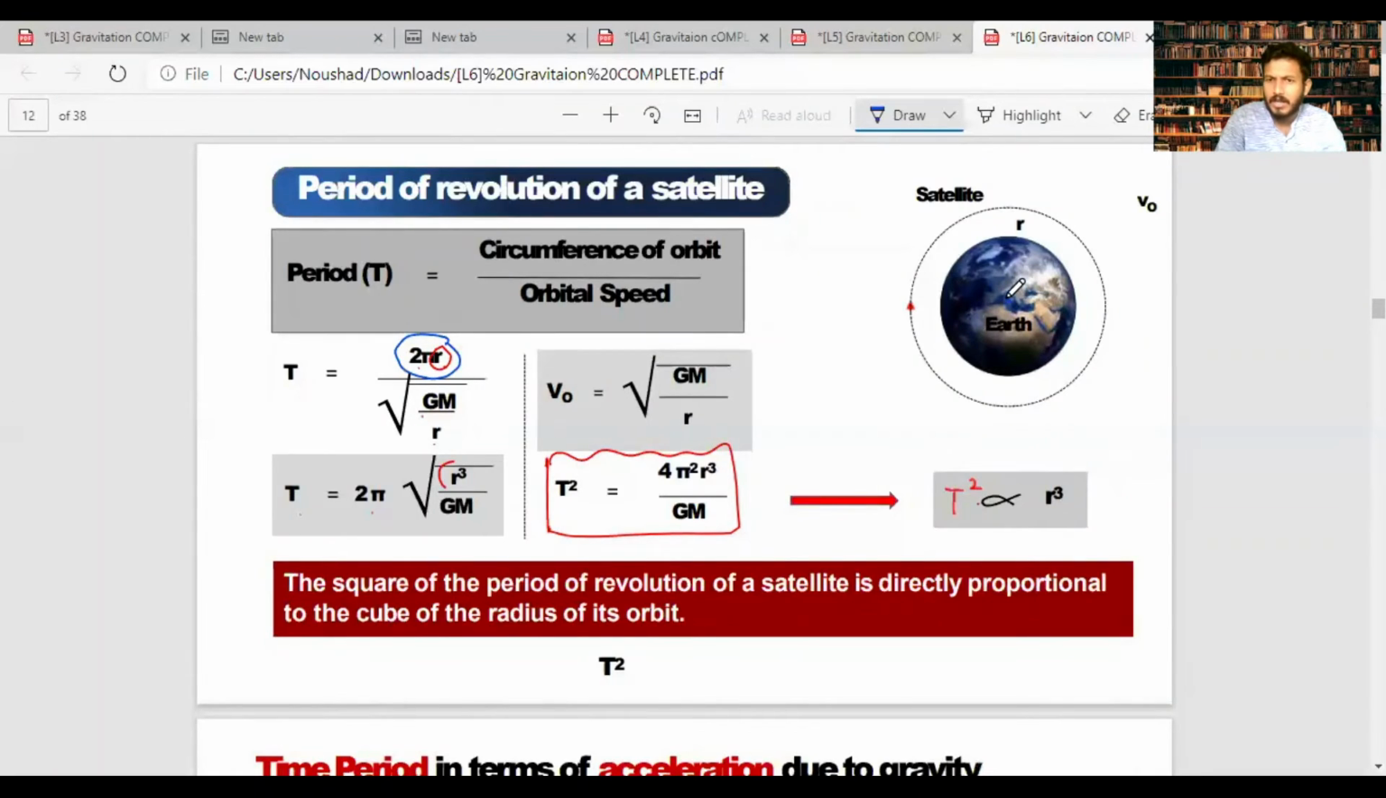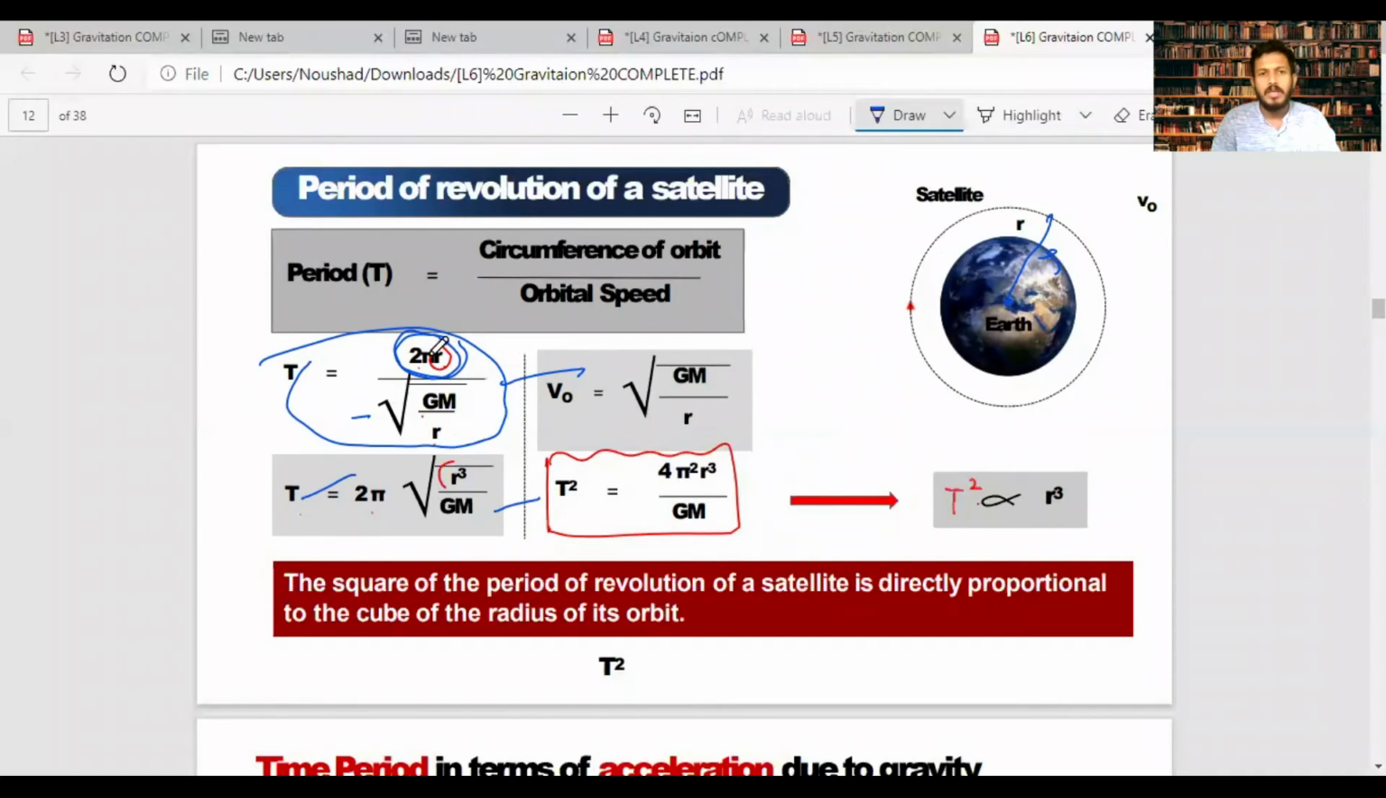From the center at a distance r, it is revolving. So the circumference is 2 pi r, divided by root GM by r, which is the orbital velocity. This is the basic equation. You must study that equation. These are all other cases of equations.